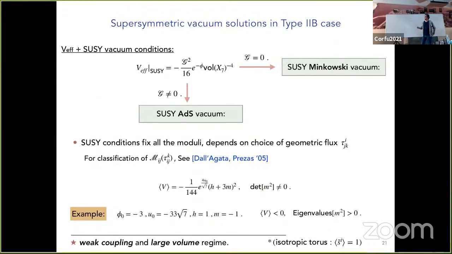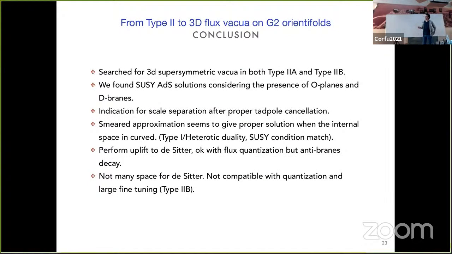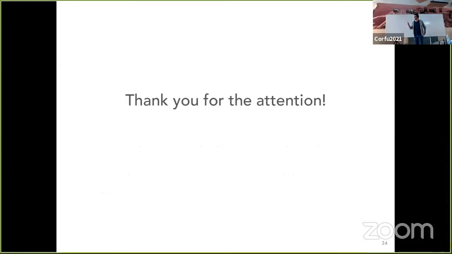So let me conclude. What we did is we searched for 3D vacua in type 2A and type 2B, with Ricci flat internal space and non-Ricci flat internal space. We found supersymmetric AdS solutions. We canceled the tadpole properly. And we also saw that we can probably get a de Sitter that is metastable, but we have to check more general spaces in order to see if we can save it. And yes, we also saw that in curved internal space, probably the smearing approximation can contain the information and give you the correct result, as we saw from the S-duality with Dalianis et al. That's all.